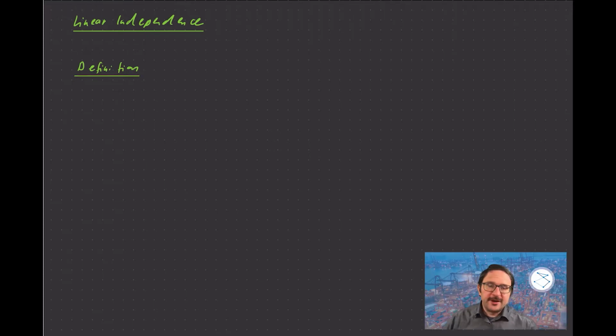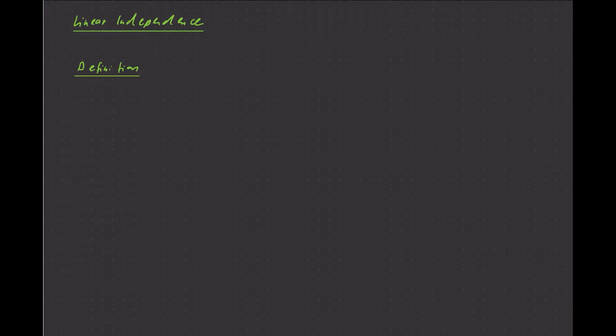So let's start with the definition. Little warning up front. This definition will be a little formal, but I will show you in examples in later videos how to actually use that definition. And hopefully it will become clearer why this is a suitable way of defining linear dependence and linear independence.